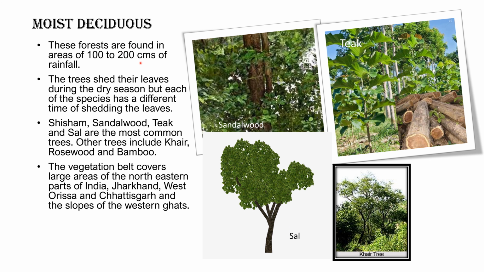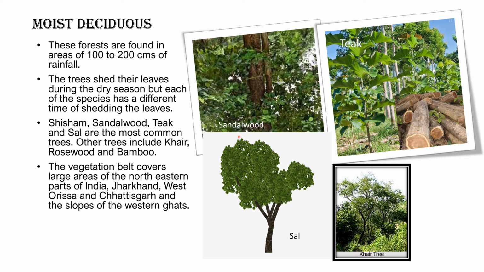The moist deciduous forests are found in those areas where the rainfall is to the tune of about 100 to 200 centimeters. The trees shed their leaves during the dry season, but each of the species has a different time of shedding the leaves. Shisham, sandalwood, teak, and sal are the most common trees which are found in the moist deciduous. Khair, rosewood, and the bamboo plant are also very commonly found in areas which get heavy rainfall. The vegetation belt covers these states, parts of Jharkhand, West Orissa, and Chhattisgarh, and the slopes of Western Ghats.